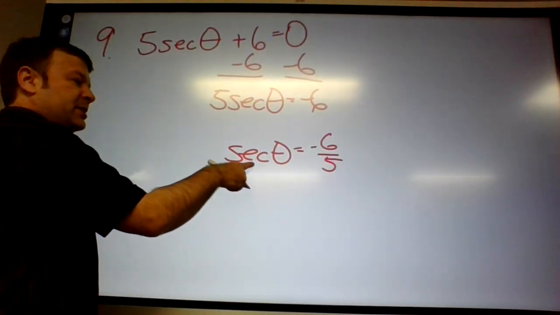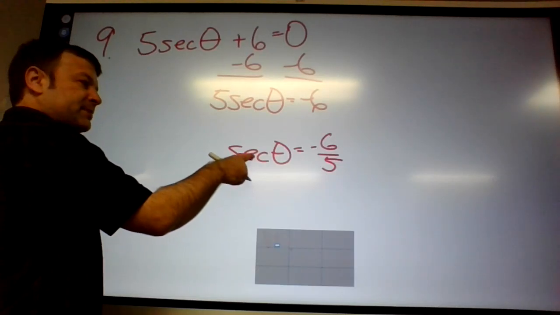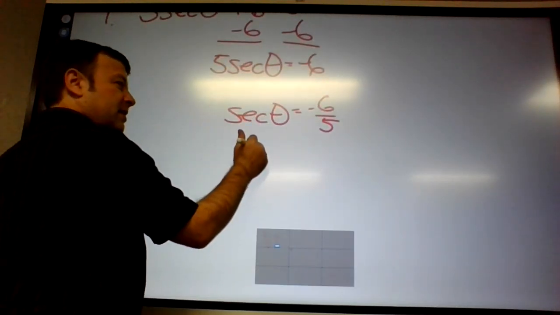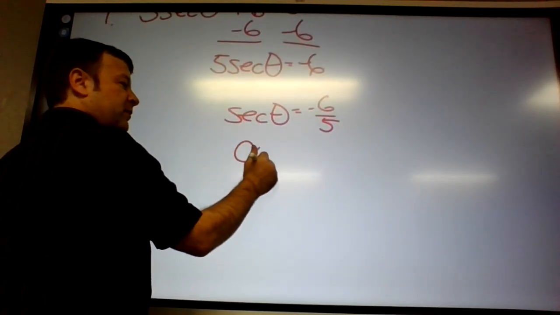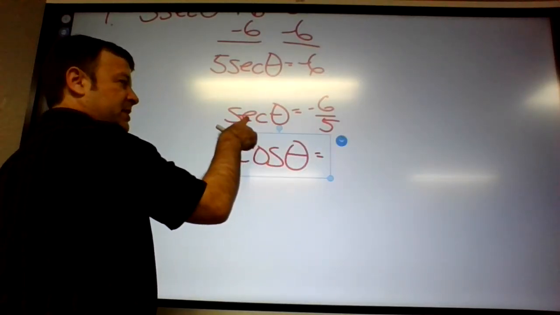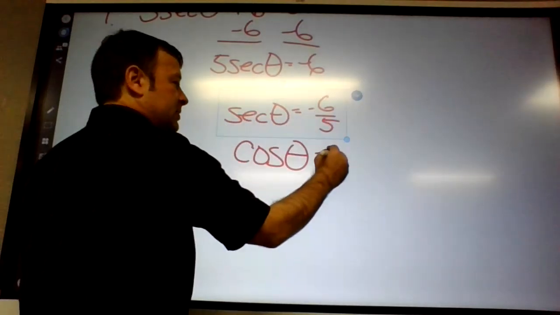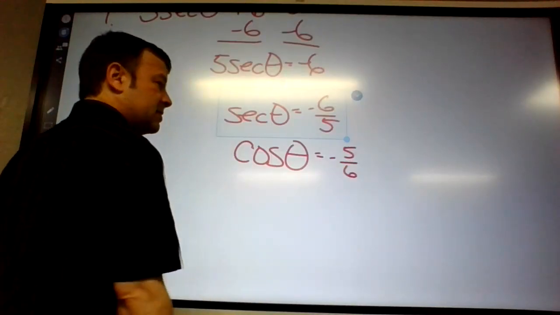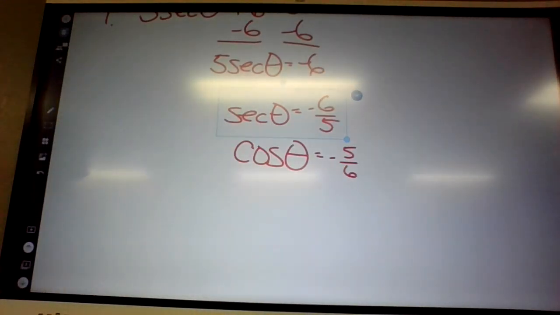Alright, when we had these weird ones, remember how we did this last time? Inverse. We flip it. So cosine is this flipped, so you need to flip this as well. So cosine of theta is -5/6.